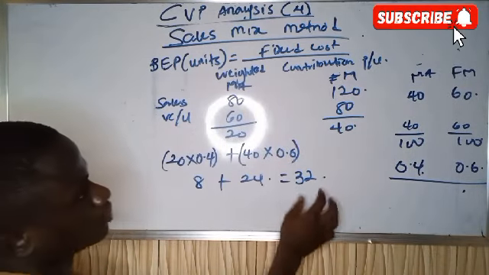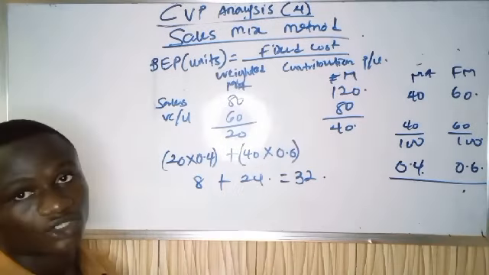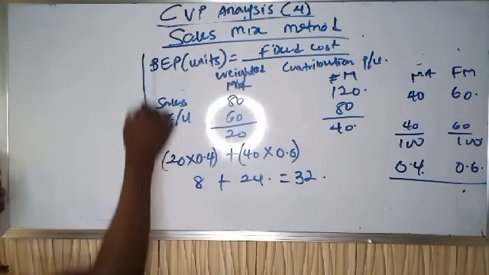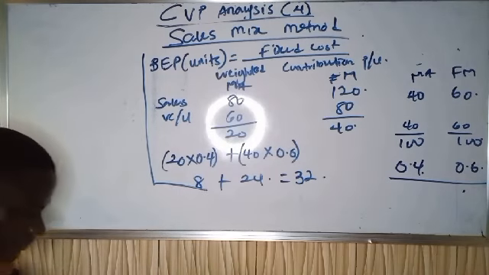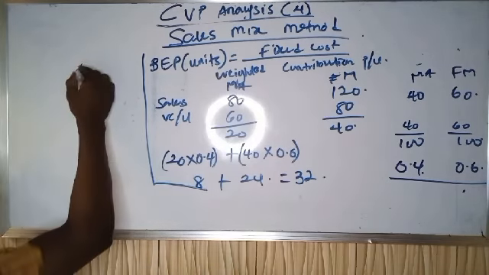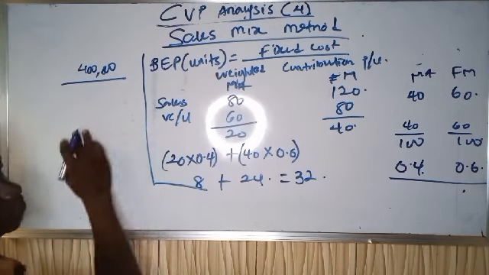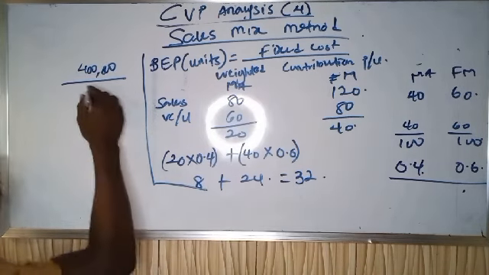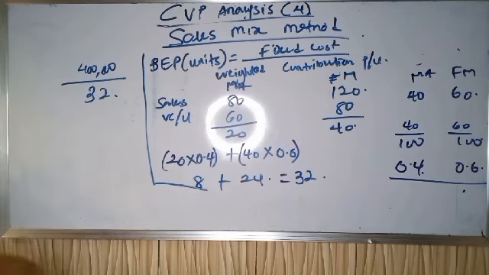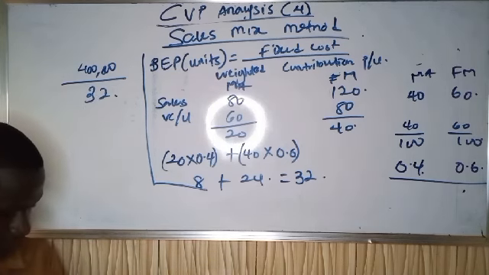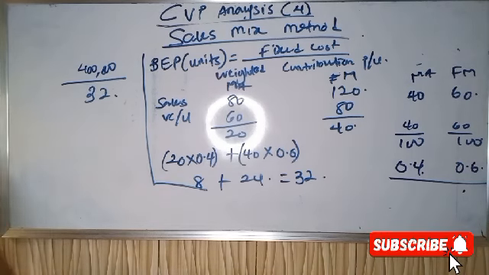If this is the weighted contribution, we can calculate our break-even point in units. This is our fixed cost divided by weighted contribution per unit. So break-even point in unit will be fixed cost. How much is our fixed cost? From our question, we are told that our fixed cost is 400,000. 400,000 divided by weighted contribution per unit, which is 32. So 400,000 divided by 32. That's 12,500 units.